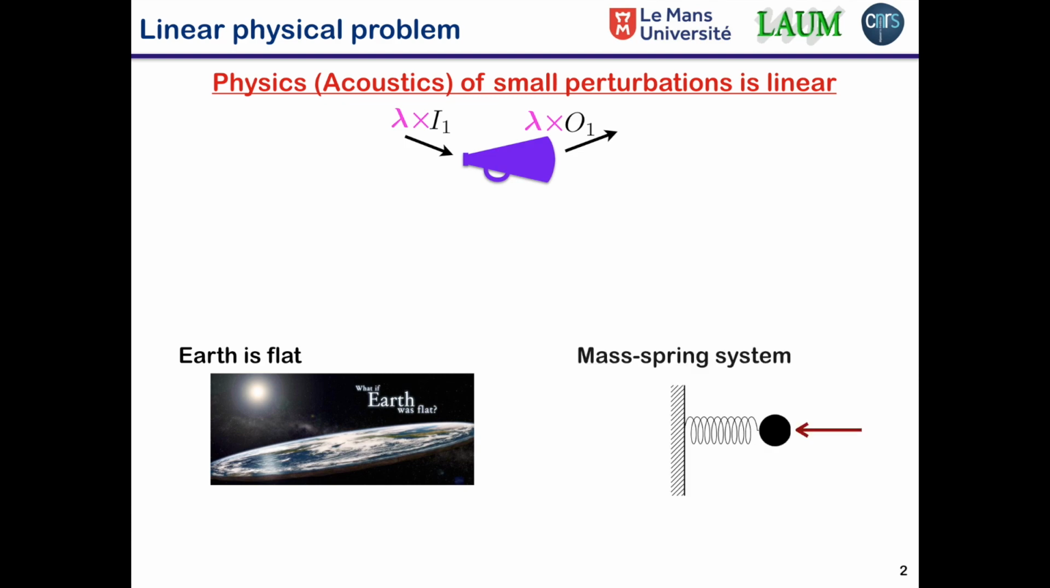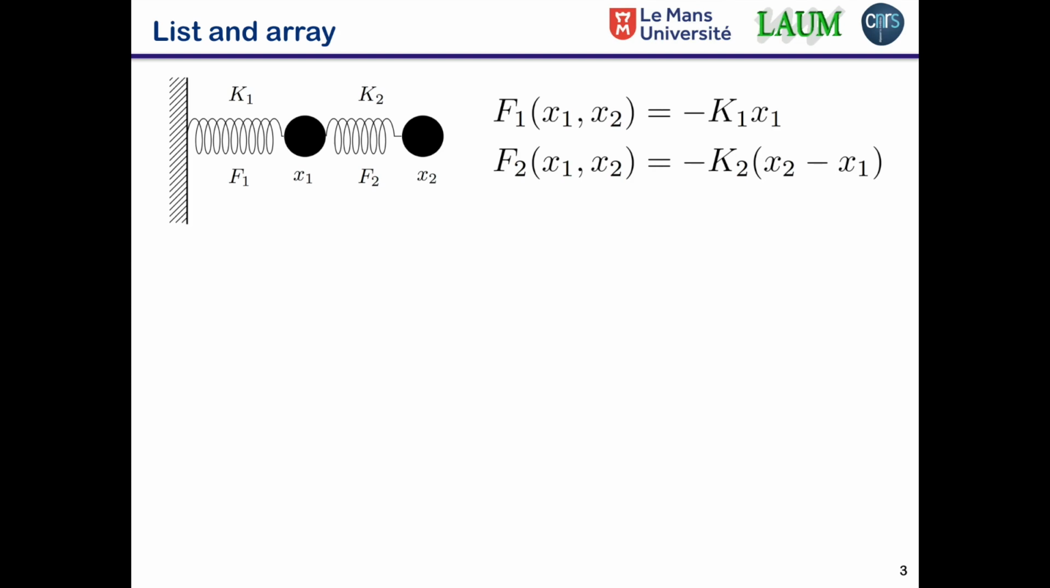The second example is more linked to what we know. This is a mass-spring system. The restoring force in the spring is a linear function of the displacement of the spring. We can use this example to define and represent a physical system by lists and arrays of numbers.